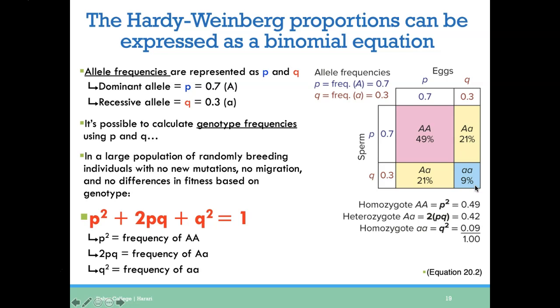And finally, for the heterozygotes, we have to do 2 times P and Q. And the reason for that is we can get a little a from mom and a big A from dad, or we can get a big A from mom and a little a from dad. So for each of these possibilities, which is 21%, we have to multiply that by 2, because it could happen in either of two ways. So that's why we do 2 times P and Q. That represents the yellow heterozygotes. So 2PQ in this case would be 0.42, or 42%. And all these genotype frequencies must add up to 1. So make sure this makes sense before moving forward.